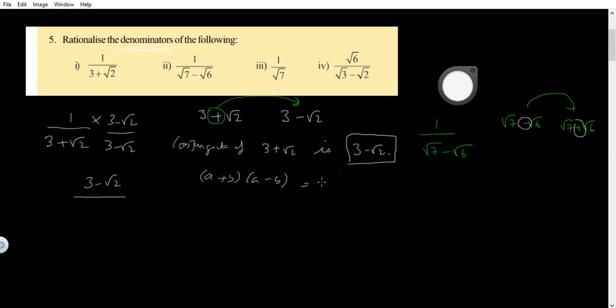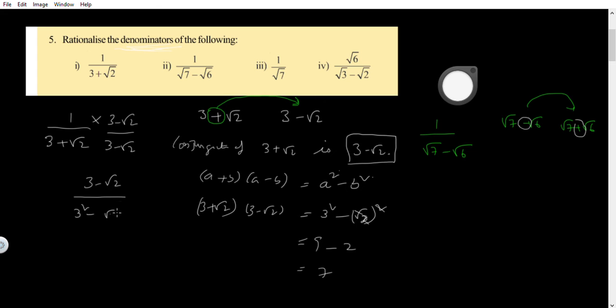We know a plus b times a minus b. This is a formula we studied in 7th class. A plus b into a minus b always equals a square minus b square. Similarly, 3 plus root 2 times 3 minus root 2, we can write 3 square minus root 2 all square. 3 square is 9, minus here 2. Square and square root get cancelled. Here we get 2. That is 9 minus 2 is 7. So by multiplying these two, we get 3 square minus root 2 whole square by this formula. Then you write it down: 3 minus root 2 divided by 9 minus 2, that equals 3 minus root 2 divided by 7.